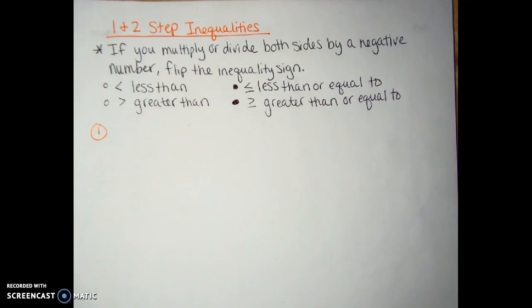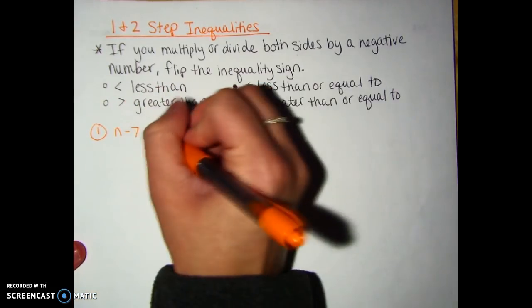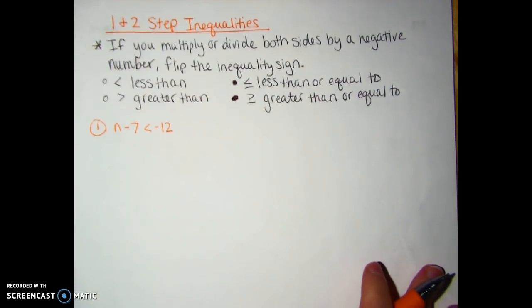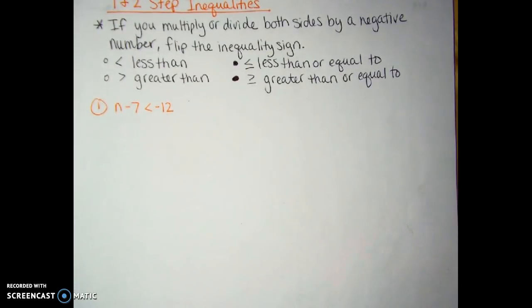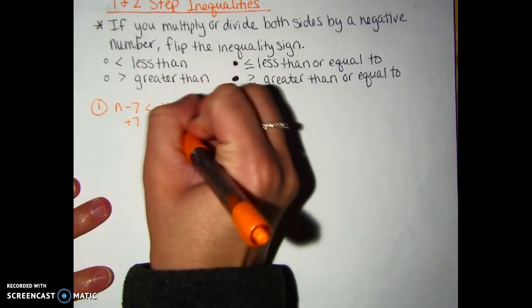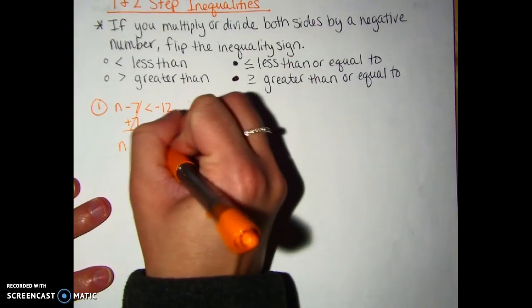So number 1 is n minus 7 is less than negative 12. So you solve this just like an equation. Just pretend that that inequality sign is an equal sign. So you would add 7 to both sides. N is less than negative 5.